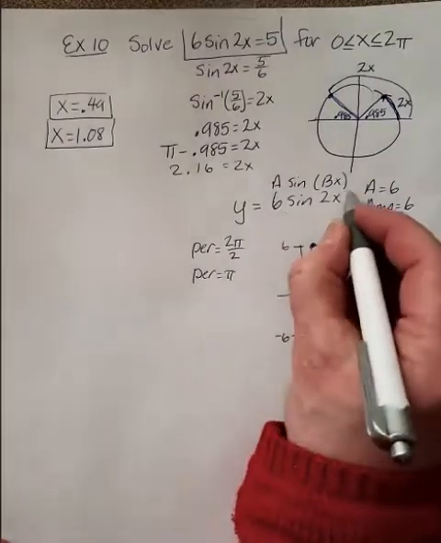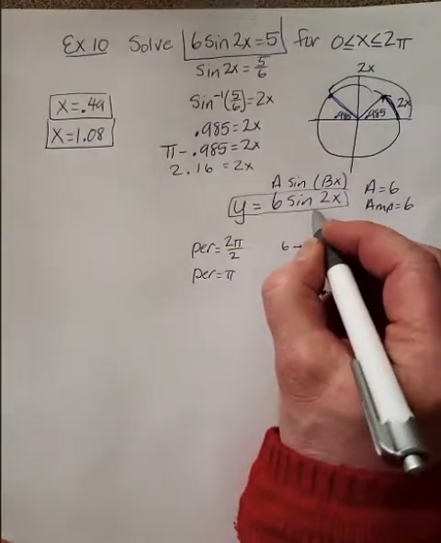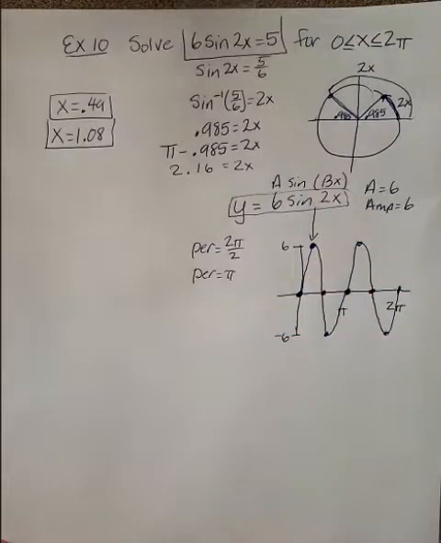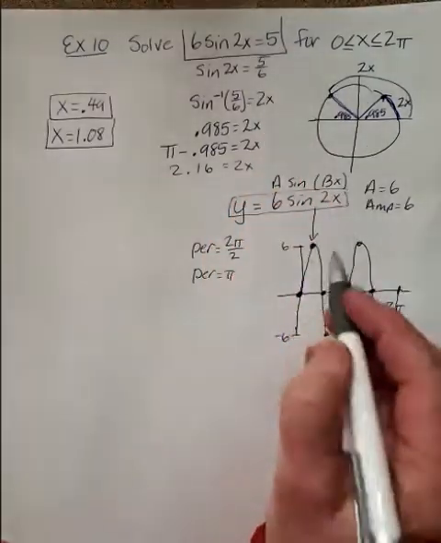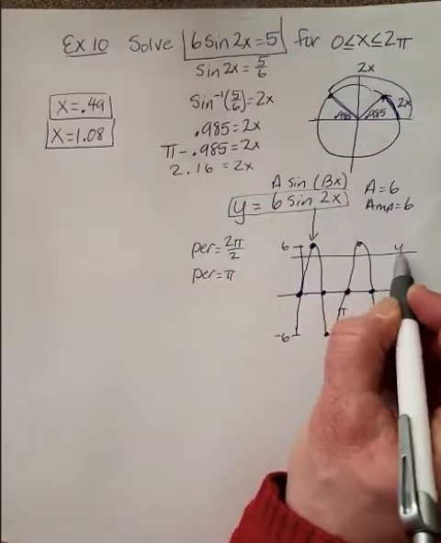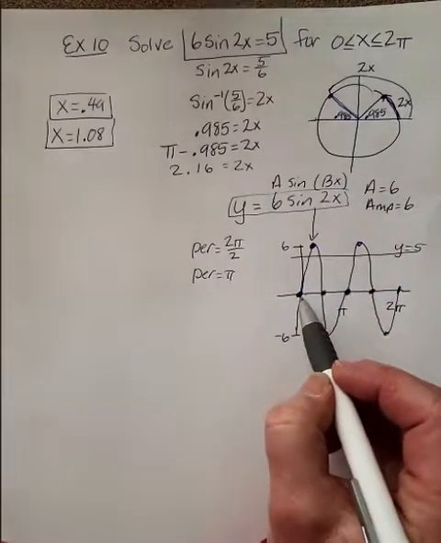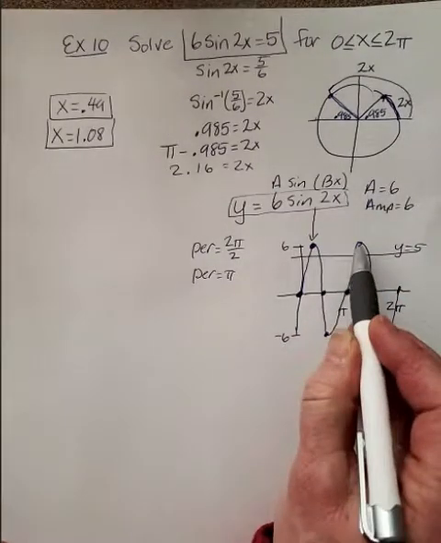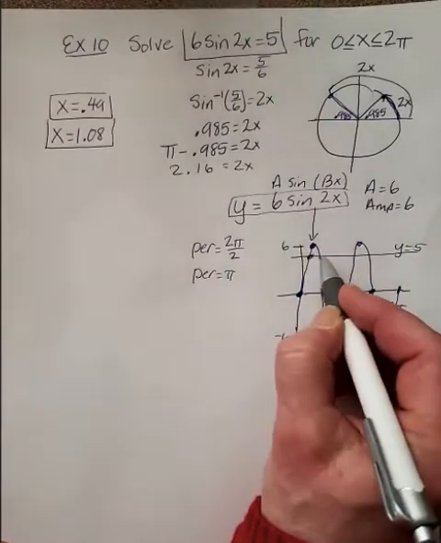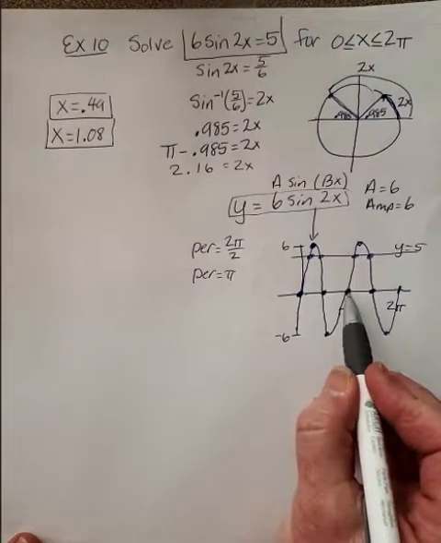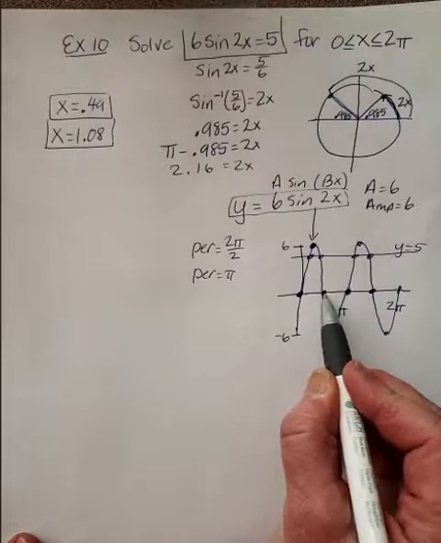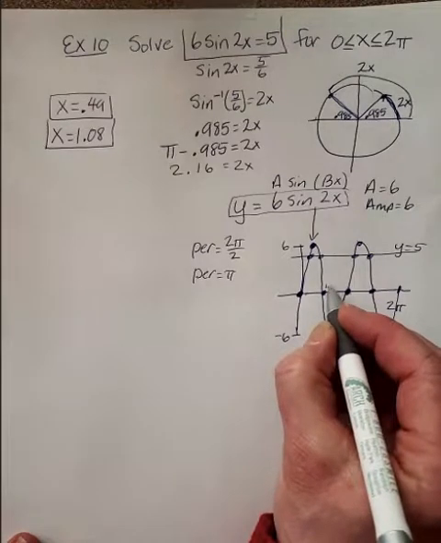This is the graph of y equals 6 times the sine of 2x. The other side of the equation is 5. So let's graph the equation y equals 5 and see where these two graphs intersect. Where does 6 times the sine of 2x equal 5? Right here, here, here, and here. There's 4 solutions between 0 and 2 pi. This is pi, 3.14. This is half of pi, so 3.14 cut in half is about 1.57. That's not one of the solutions, though.